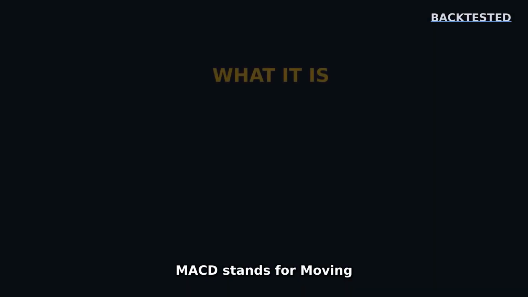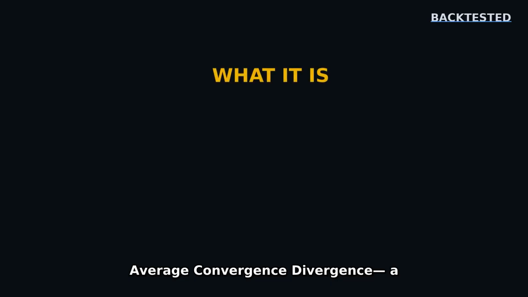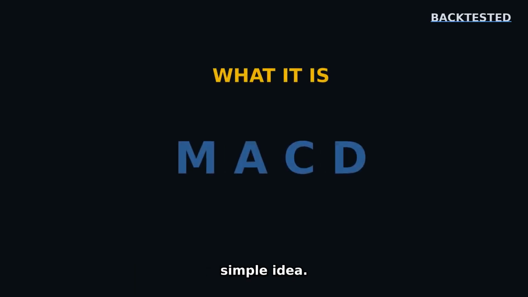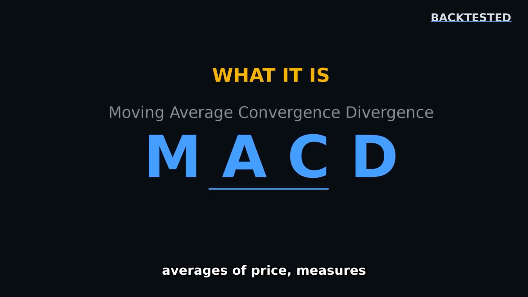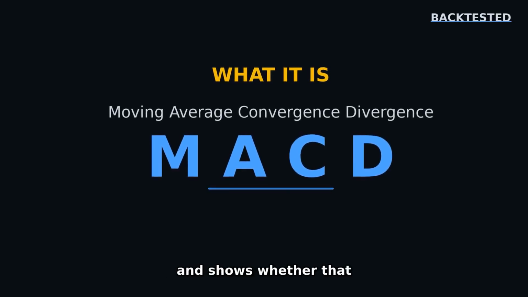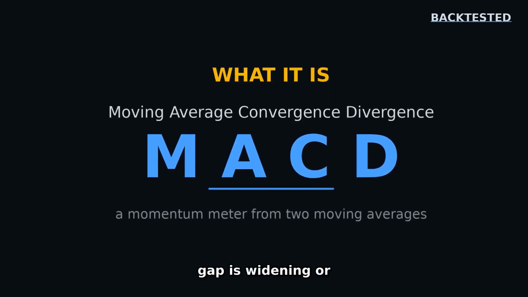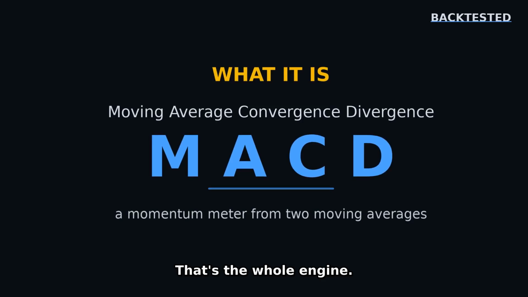MACD stands for Moving Average Convergence Divergence, a long name for a simple idea. Think of it as a momentum meter. It takes two moving averages of price, measures the gap between them, and shows whether that gap is widening or shrinking. That's the whole engine.